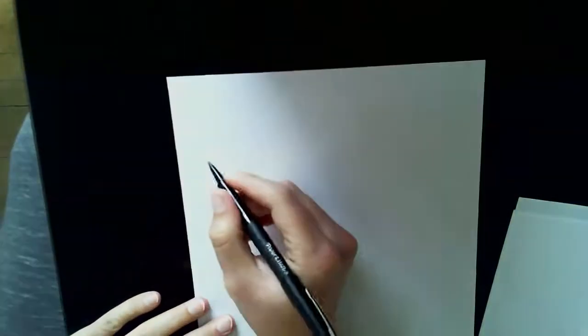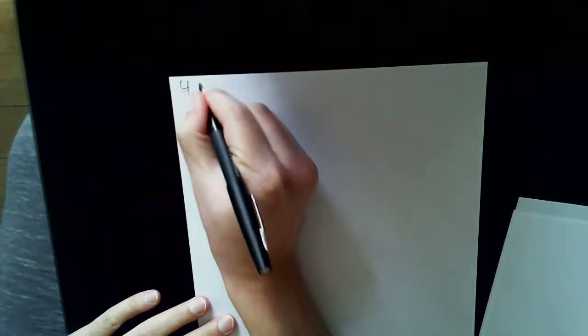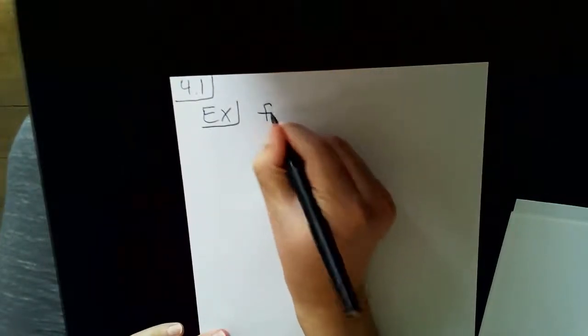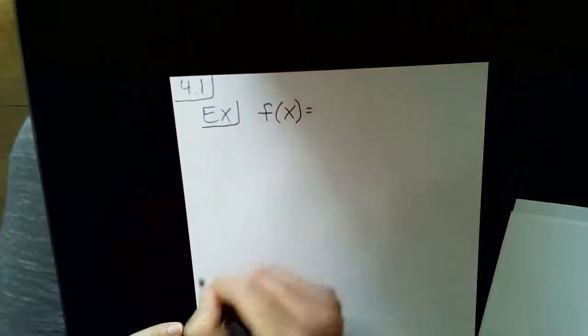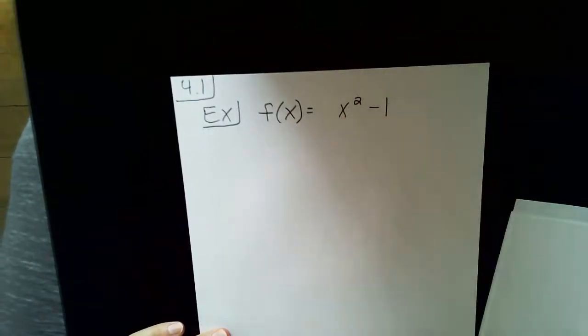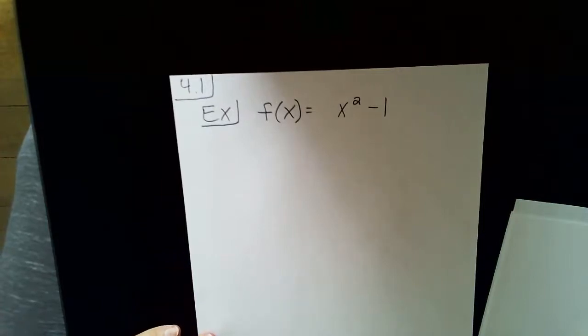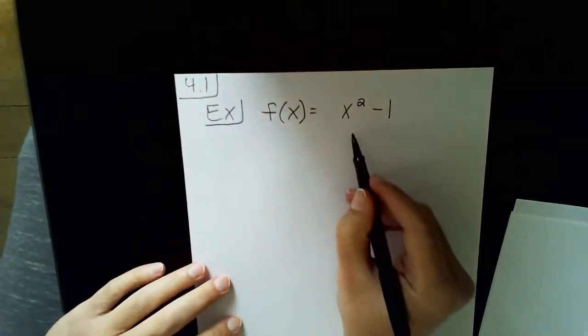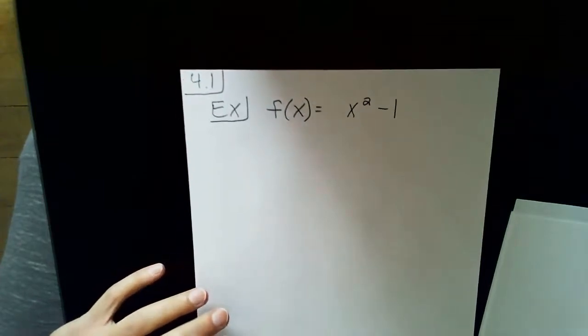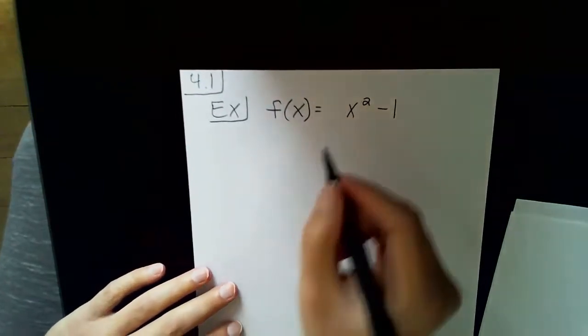So this is continuing on with section 4.1. And for this example, we have f of x equals x squared minus 1. And we want to find the critical numbers, and we also want to find where it is increasing and decreasing. So a continuation of what we did on our last video, part 1.